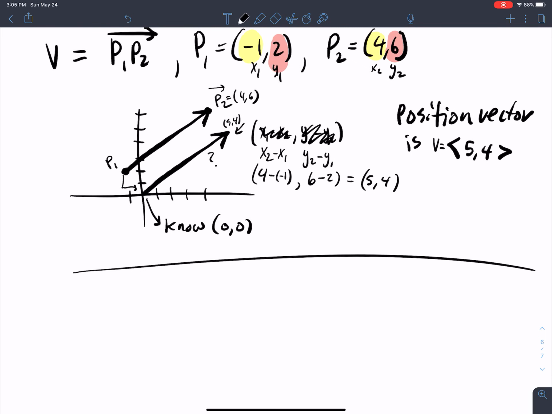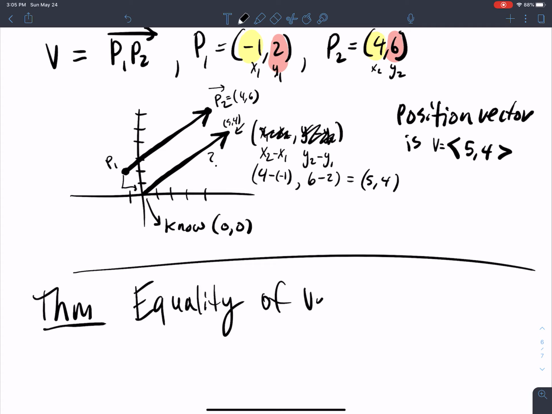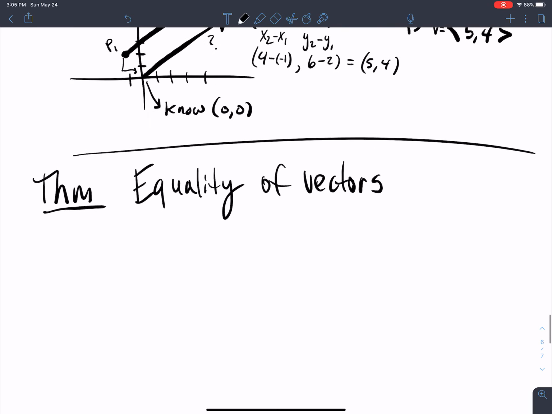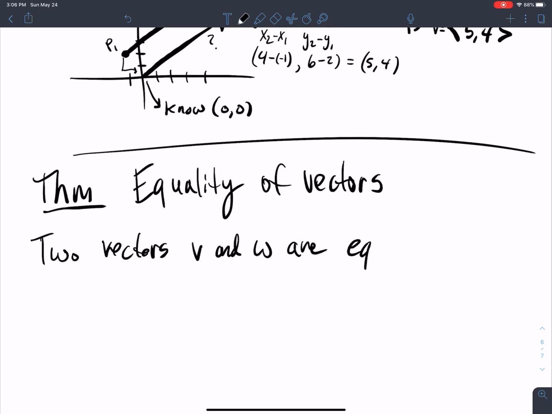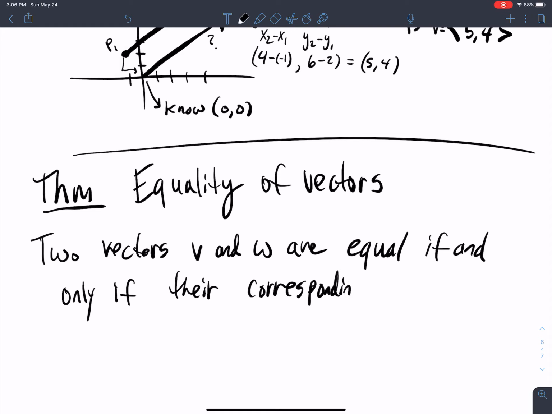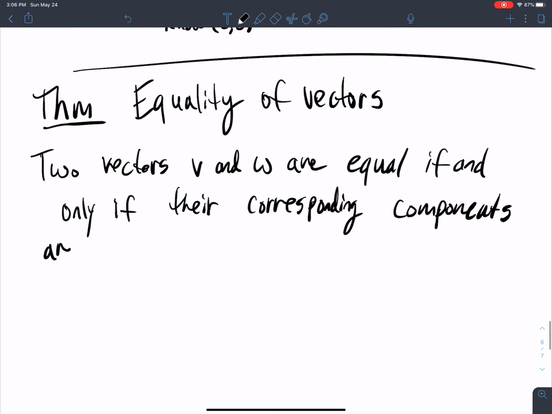Equality of vectors. So we have a theorem here. The theorem is called the equality of vectors. All right, equality of vectors. So two vectors, V and W, are equal if and only if their corresponding components are equal.